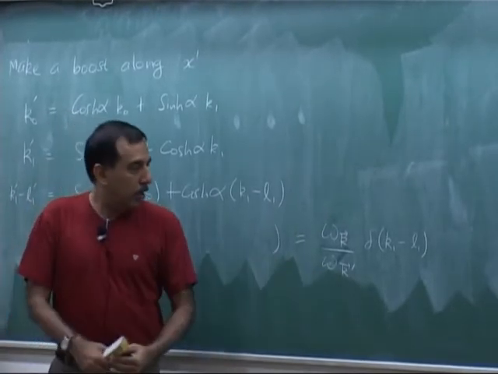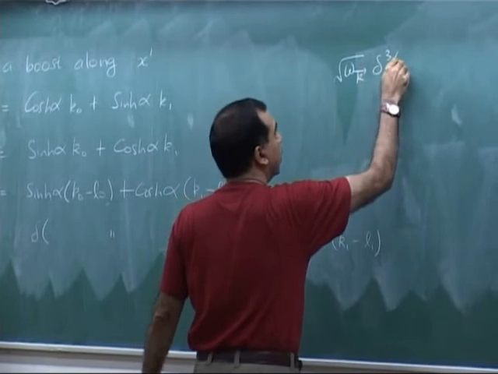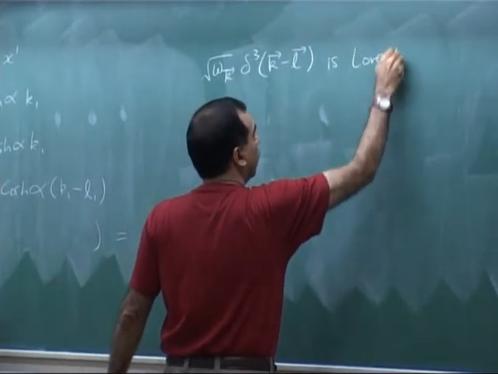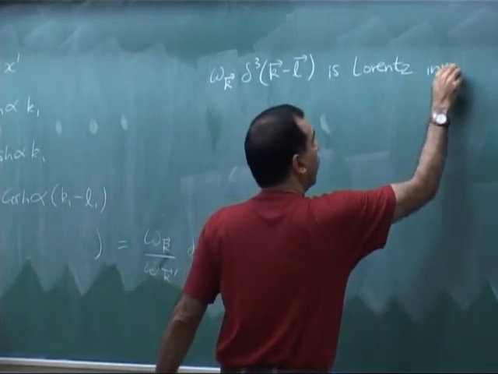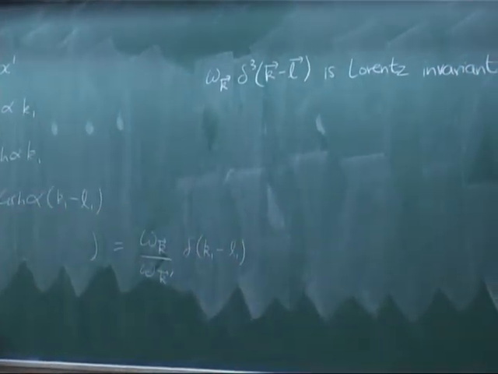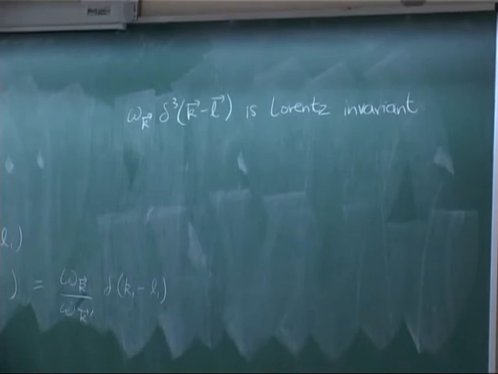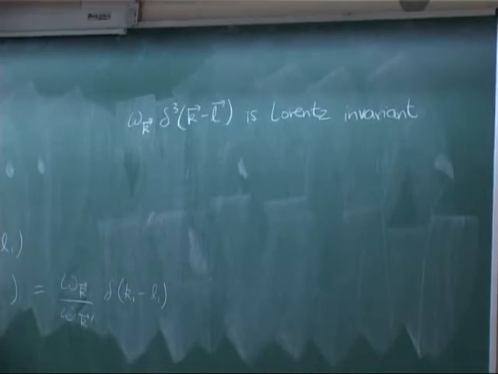So therefore this tells us that omega k times delta 3 of k minus L is Lorentz invariant. Sorry, not square root, just omega k. So this is an exercise which you have to show. It's just based on properties of delta functions, and of course one fact, which is that k0 is omega k. So what I am calling k0 here is the same as omega k, the square root of k squared plus m squared.